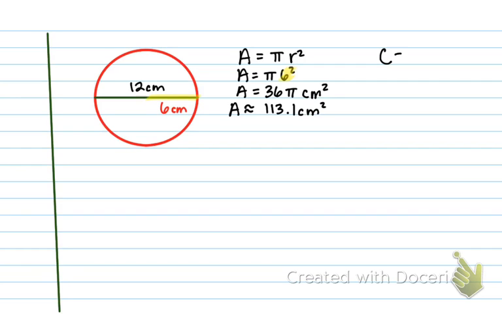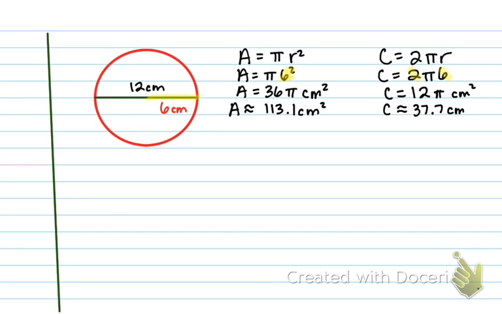Our circumference is equal to 2 pi r, we have 2 pi times 6. Let's do 2 times 6, which will give us 12. So we got circumference is equal to 12 pi. Or if we want circumference is approximately, we can do pi times 12, which will give us 37.7 centimeters.